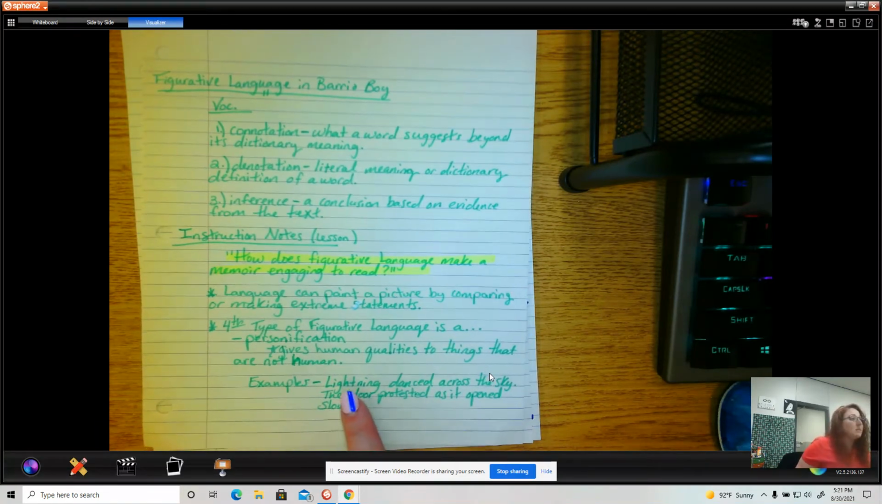For example, lightning danced across the sky. Okay, can lightning dance? No. That's a human quality given to a non-human thing. The door protested as it opened slowly. A door can't talk, but saying that the door protested is giving it a human quality.